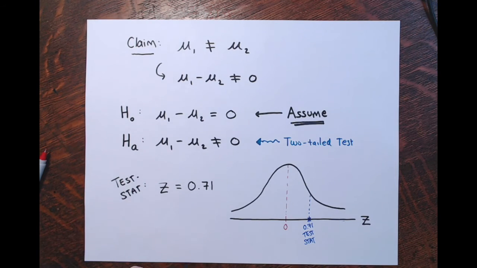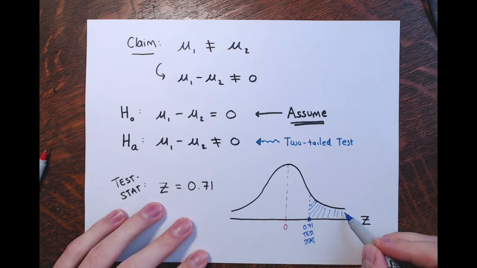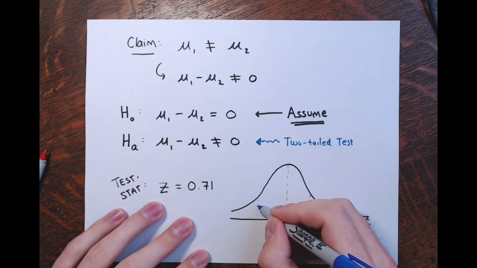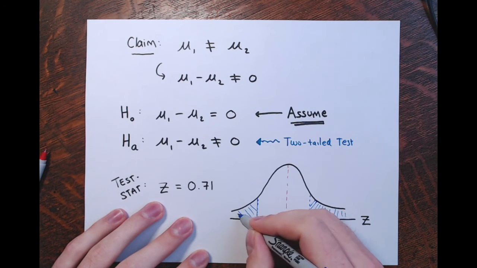Now, being a two-tailed test, since this is to the right of the mean, it's going to have a right tail area that I'm calculating. I'm going to calculate the area to the right of this 0.71, and then double it. Or you could find the area to the right of 0.71 and add to that the area to the left of negative 0.71.